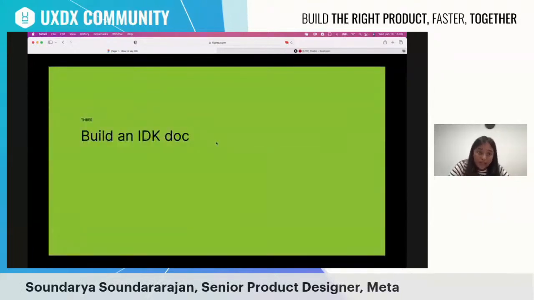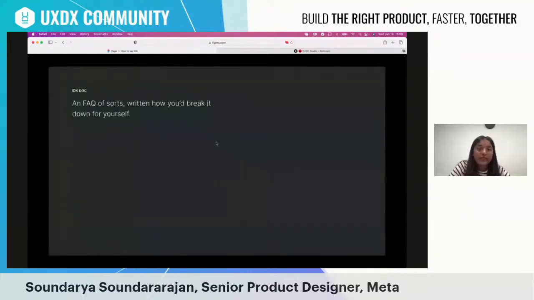The third one is to build an I don't know doc. This is really building an FAQ for yourself, and you can do this when you have more time. Basically, what I do is maintain a document where I write down my understanding of the big questions that I might have.